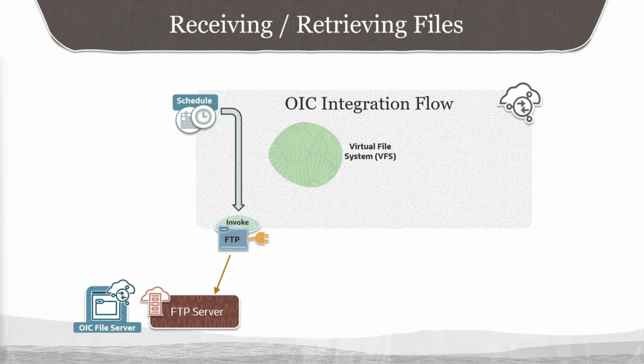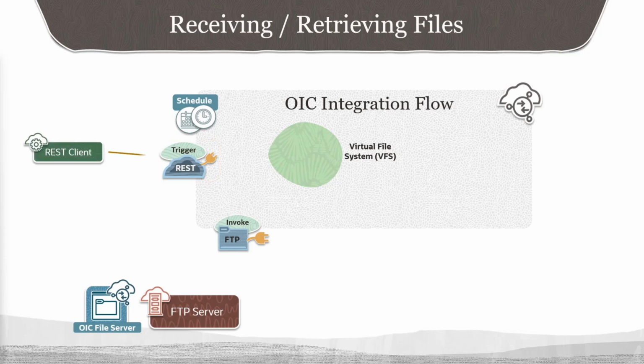So based on a schedule, a new run will kick off and the FTP Invoke connection will be used to retrieve one or more files to be further processed. Or instead of a schedule to trigger the flow, another pattern is to implement a REST adapter connection as the trigger, with the interface designed to expect one or more file attachments.